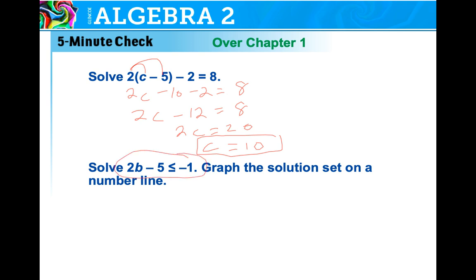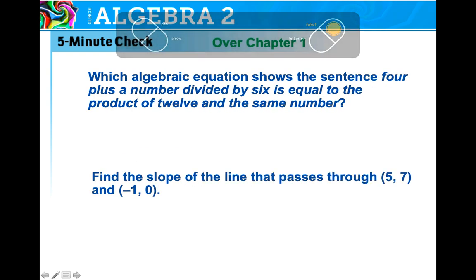I'm going to take this. We're going to solve. Add 5. Watch your signs. After we add 5, we have 4. Divide by 2, and I get b is less than 2. Remember, less than or equal to. Remember, if it's positive 2, we got a closed circle, shade to the left. Little review from last chapter.